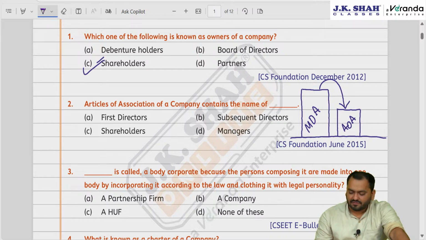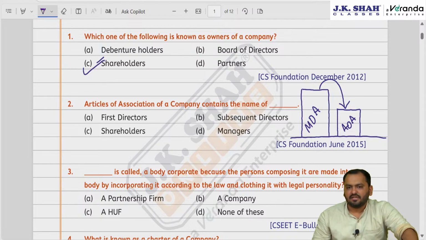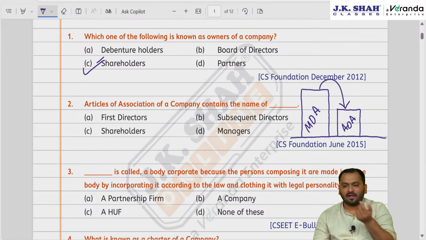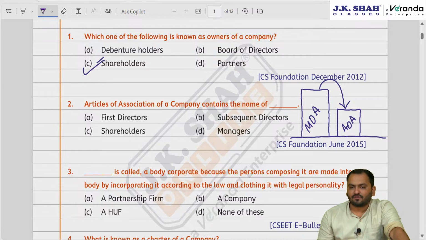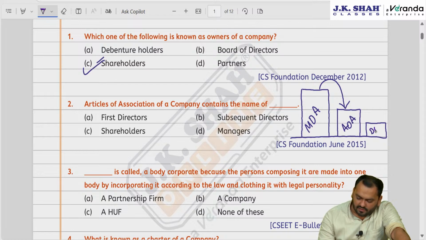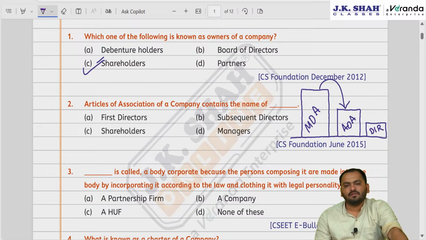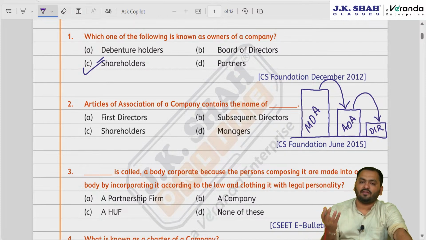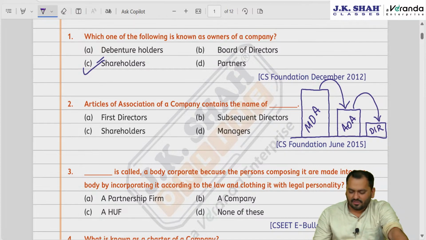Okay, and obviously when I say AOA are the rules and regulations for the internal management of company, which means who will follow the rules? Come on, tell me, who will follow AOA? So answer is the people who run the business of company. So who run the business of company? So obviously answer is directors. Yes or no? So directors are the people who run the business of the company, right friends? So directors are subordinate to AOA, AOA is subordinate to MOA. So that way it goes.